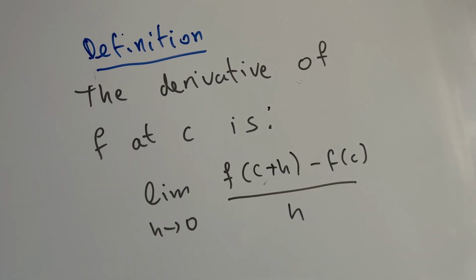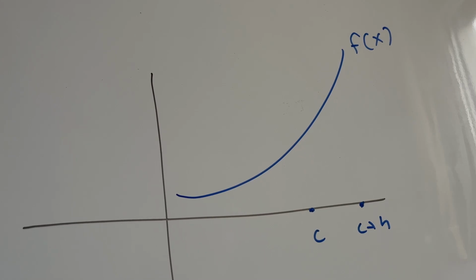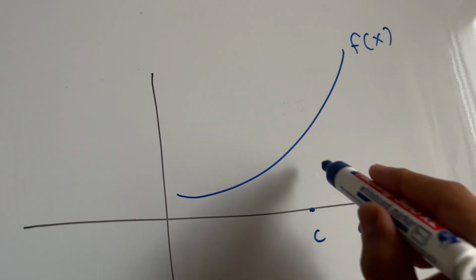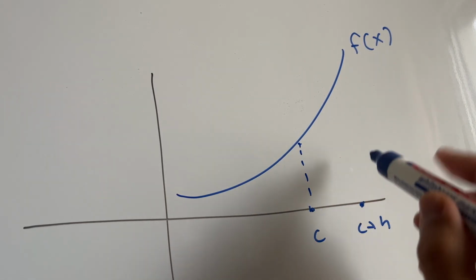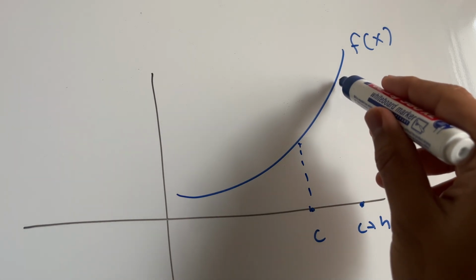Our third concept of today is the derivative. The derivative of f at c is given by the following limit. It's the limit when h tends to 0 of f of c plus h minus f of c, divided by h. Let's look at what this exactly means. Imagine we have the graph of a function f of x, and we have the values c and c plus h here. So f of c is this, f of c plus h is this.